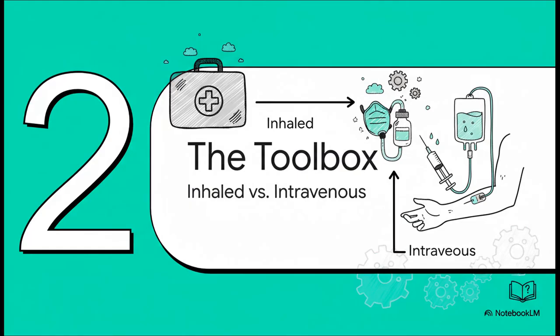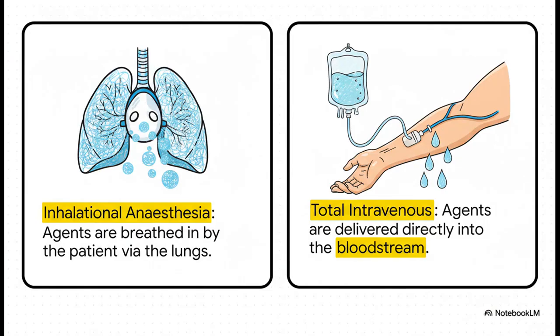So how do we actually do this? What's in our toolbox? Well, to keep a patient anesthetized, we basically have two main highways we can go down. You can deliver the drugs through the air they breathe, or you can send them straight into their veins. You're going to need to know both, inside and out. It really boils down to two main routes.